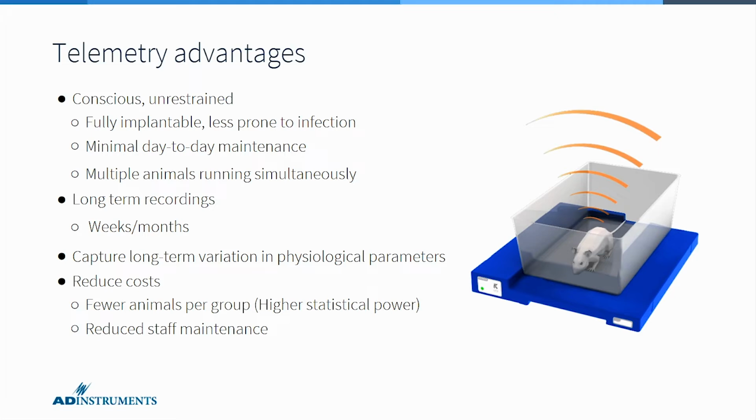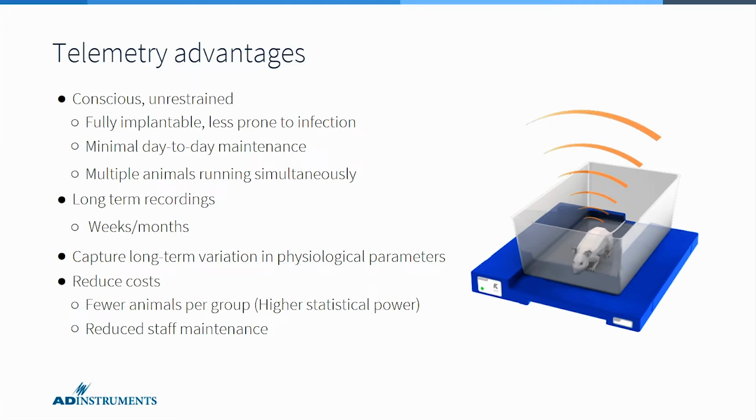And you can have multiple animals running simultaneously. When I was using the system as a researcher, I would implant rats in groups of 4, so that I would have up to 8 animals running simultaneously: a group of 4 in a control group and a group of 4 in an experimental group. So you can get quite a high throughput going for your experiments as well. With telemetry, you can run long-term recordings over weeks and perhaps months.